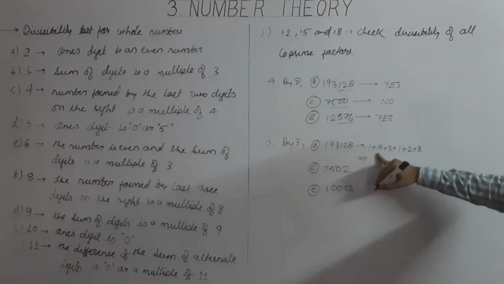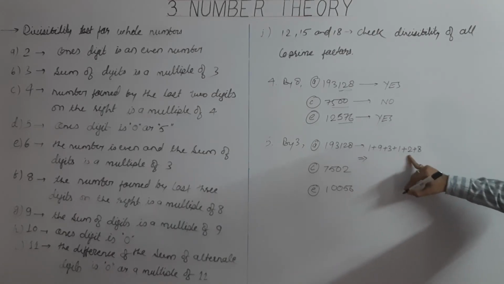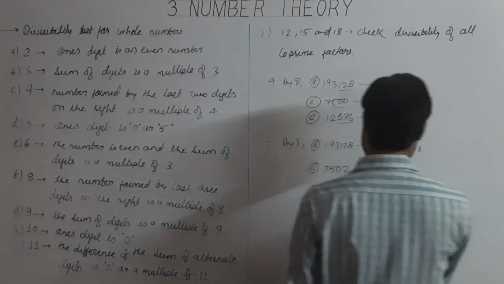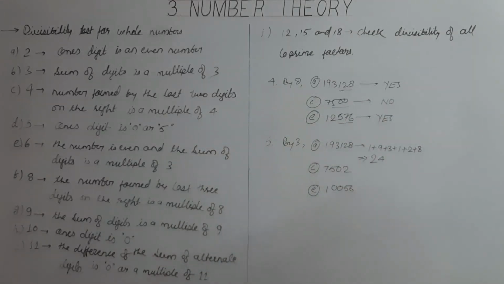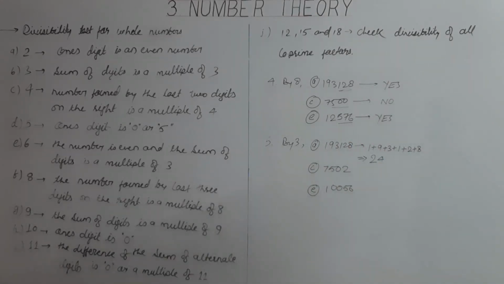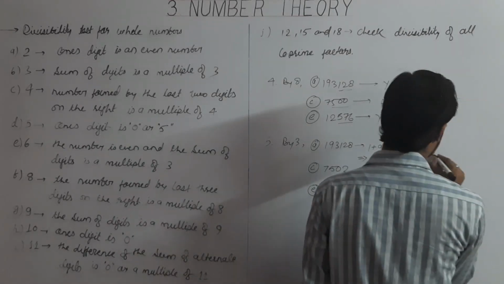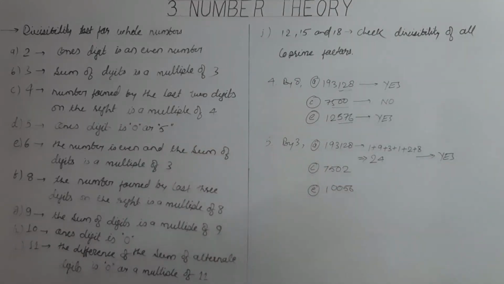1 plus 9 is 10. 10 plus 3, 13. 14, 15, 16. 16 plus 8, 24. And if this number 24 is a multiple of 3, then we can say that this number is divisible by 3. So yes, 24 is a multiple of 3. So the number is also divisible by 3.